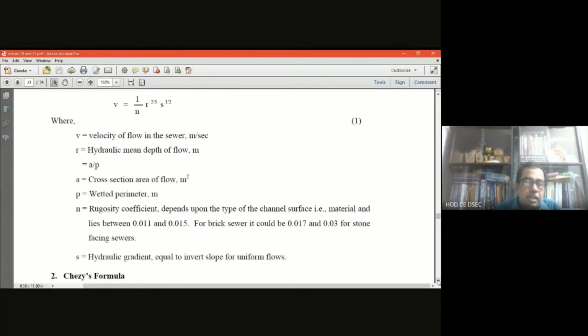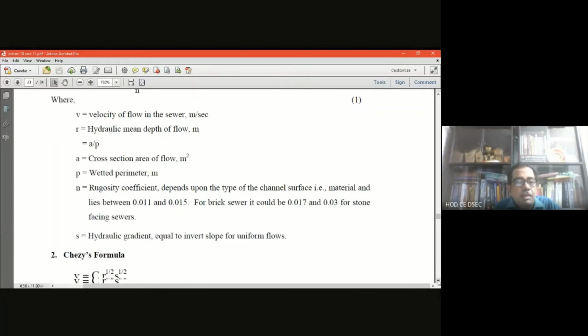Now, what is the S? S is very important. For the flow to be possible throughout the sewer line, it flows by gravity, so definitely a hydraulic gradient should be there. It is a slope. That means the gradient equals the slope for uniform flow. Now this is the Manning's formula.